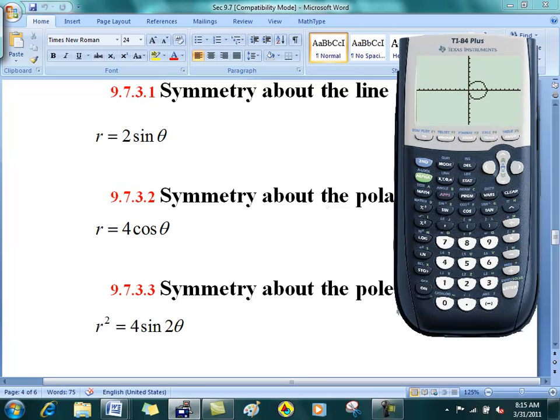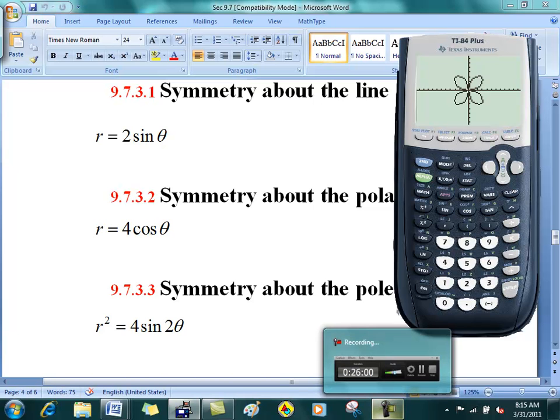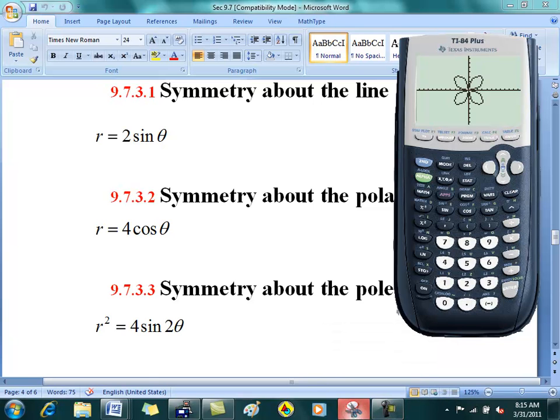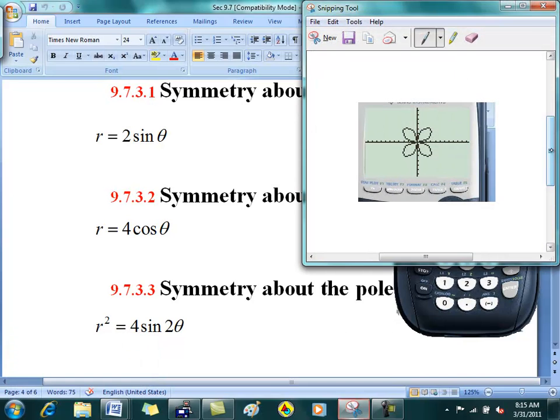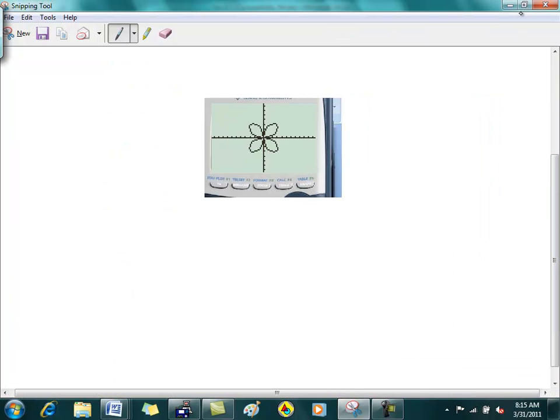Next one is for sine 2 theta. And isn't that sexy? It is a butterfly indeed. So now you know how to do butterflies through graphing. Now this one's got a lot of symmetries, okay? The one that I'm trying to demonstrate to you is the symmetry about the pole. So what does that mean?